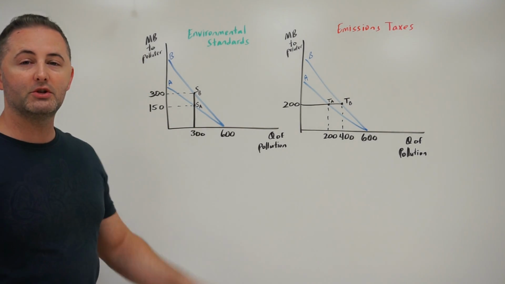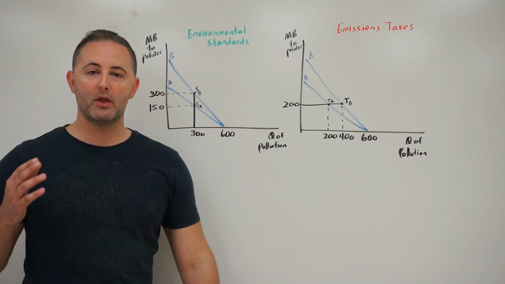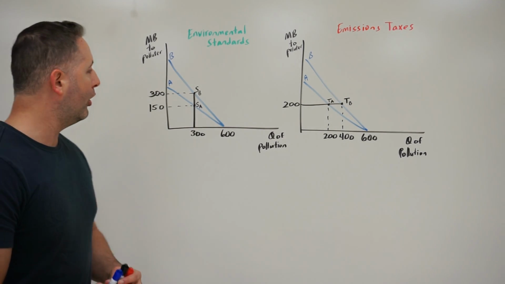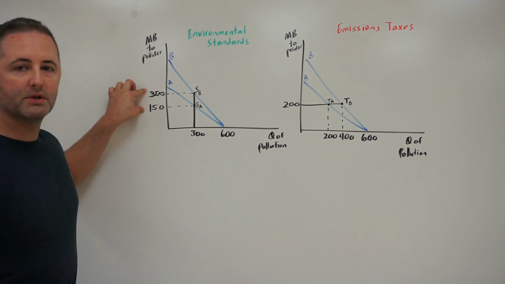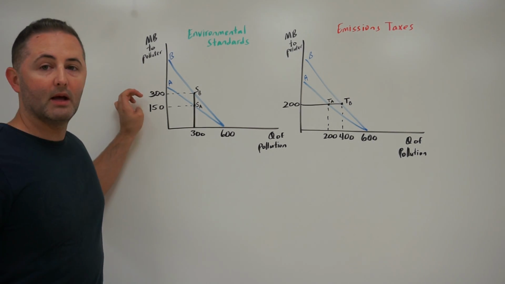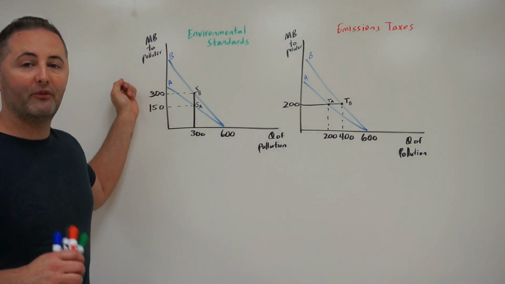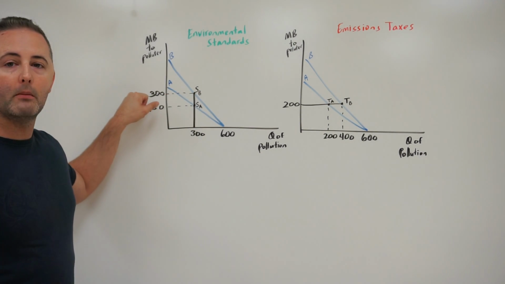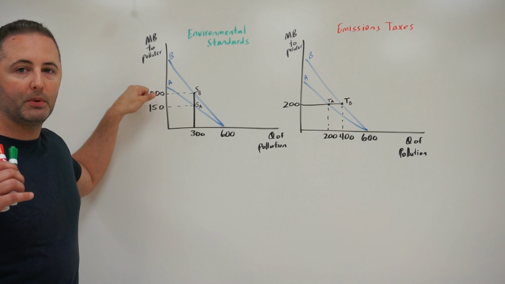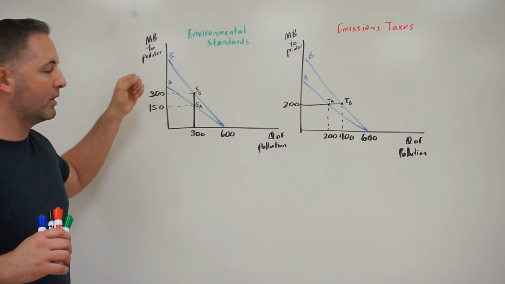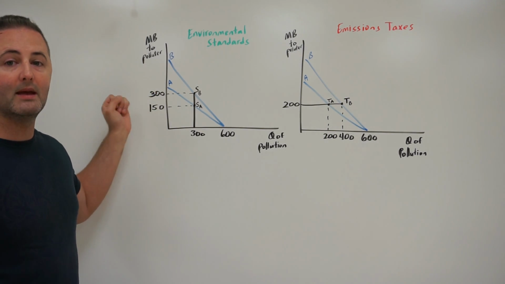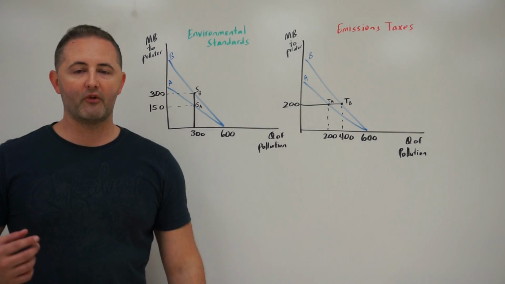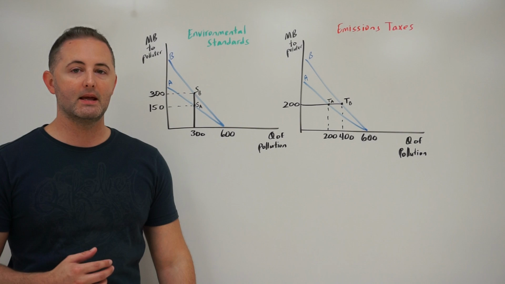Our total is 600. The government has gotten exactly what they wanted. However, is this efficient? And hopefully what we notice here is that these two numbers on our y-axis are not the same, the marginal benefit to each one. In fact, what we see here is that for firm B, their marginal benefit of that last unit of pollution is 300, whereas the marginal benefit to firm A is only 150. Firm B is getting twice as much benefit from that last unit of pollution as A is.